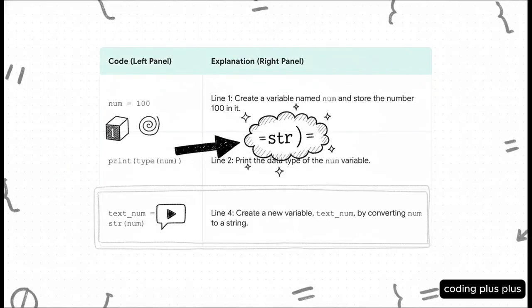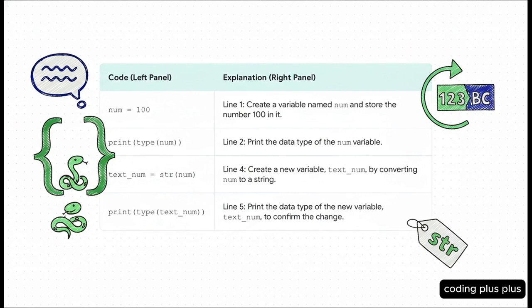Line 4 is where the conversion actually happens. We use the string function to convert the value of num into a string. We then store this new text value in a new variable called text_num. And line 5 confirms our work. We use the type function on our new variable text_num, and Python reports its type as str, which is short for string. This confirms we've successfully converted our number to text.